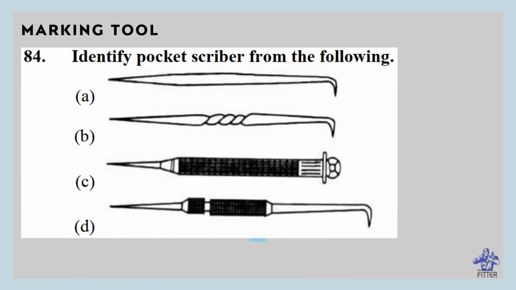Identify pocket scriber from the following. So option C is the pocket scriber. Pocket scriber is held firmly in the handle by a knurled chuck, and when not in use can be reversed into the handle and locked by the chuck. In pocket scriber the hexagonal shaped head prevents rolling.